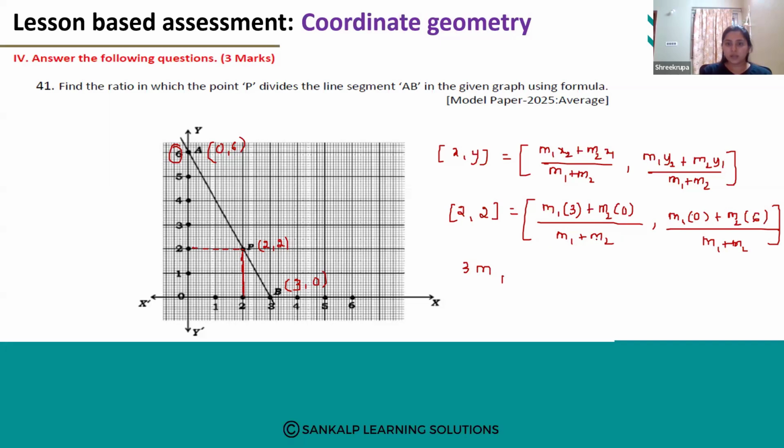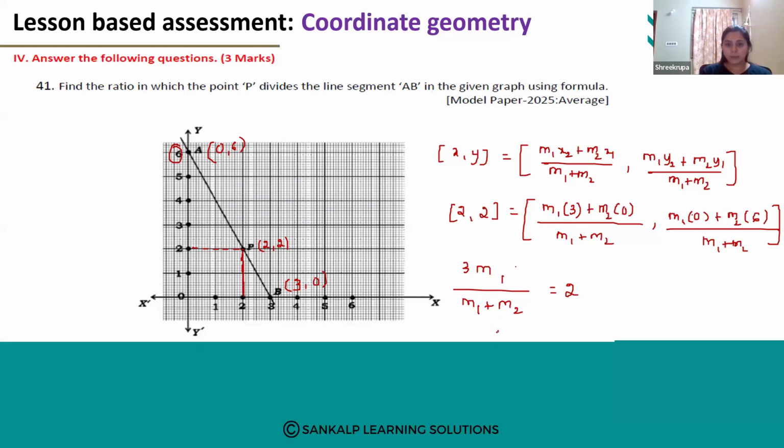3 M1 plus this term will become 0 because M2 is multiplied by 0 here. So the whole term will be 0. 3 M1 by M1 plus M2 equals 2. You can equate this to 2 and calculate the ratio of M1 and M2, or you can equate this to y coordinate and calculate the ratio. Both will be the same value. So no need to do it twice. We can do it once to calculate the ratio.